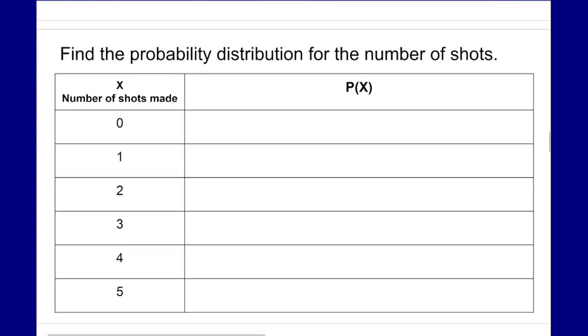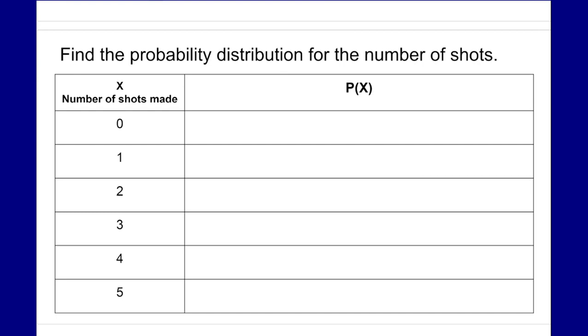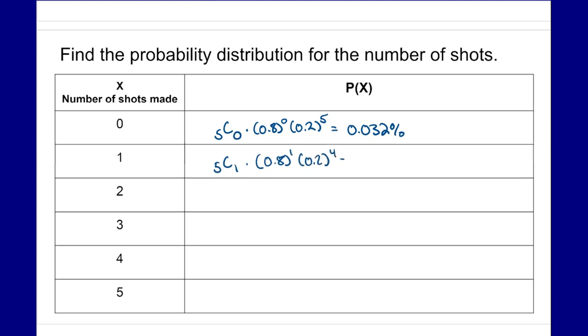So let's go through and calculate or create the probability distribution for the number of shots. Using our formula, 5 shots, choosing 0 of them, multiplied by an 80% chance of success to the power of 0 because I didn't make any, multiplied by 20% chance of not making it to the power of 5 because every shot missed, 0.032%. And then again, I know it might seem tedious of me writing each one out, but hopefully it helps show that repetition and allows you to see where we're getting these values from each individual time.